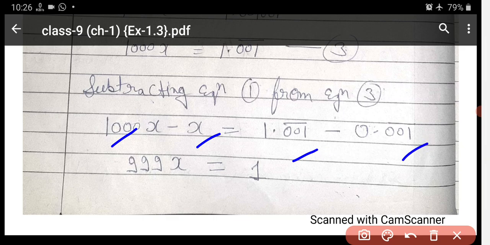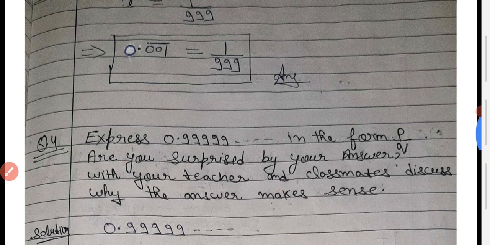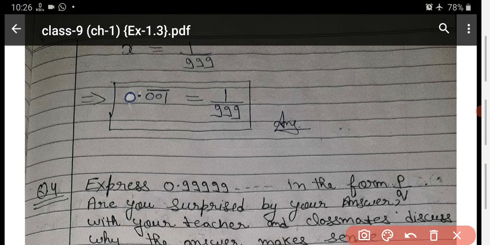When you subtract, you get 999x, and on the right both repeating digits are the same, so they become 0, and 1 minus 0 becomes 1, so you get only 1 here. So what is your answer? x is equal to 1 upon 999. So the value of x, 0.001 bar, is equal to 1 upon 999.